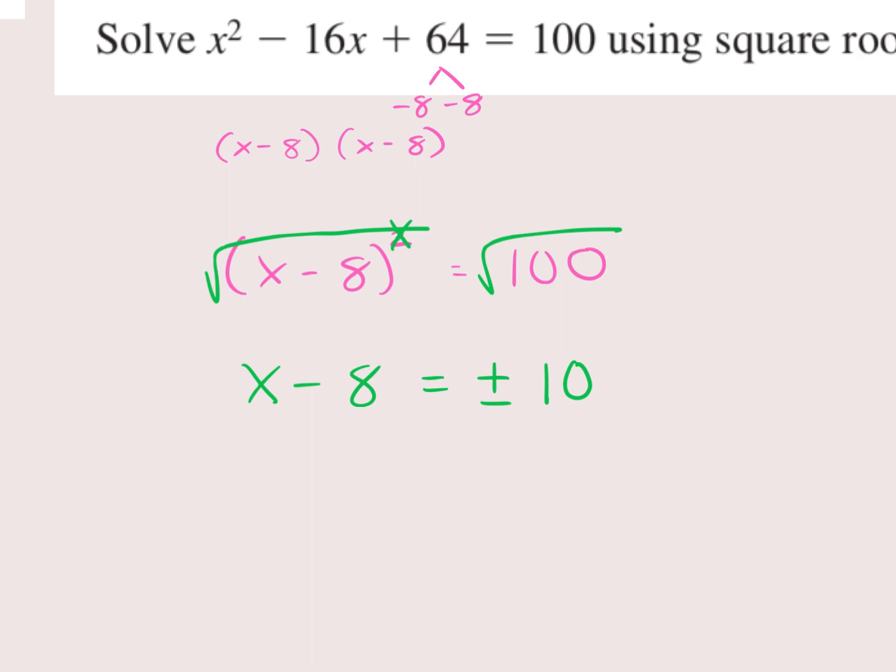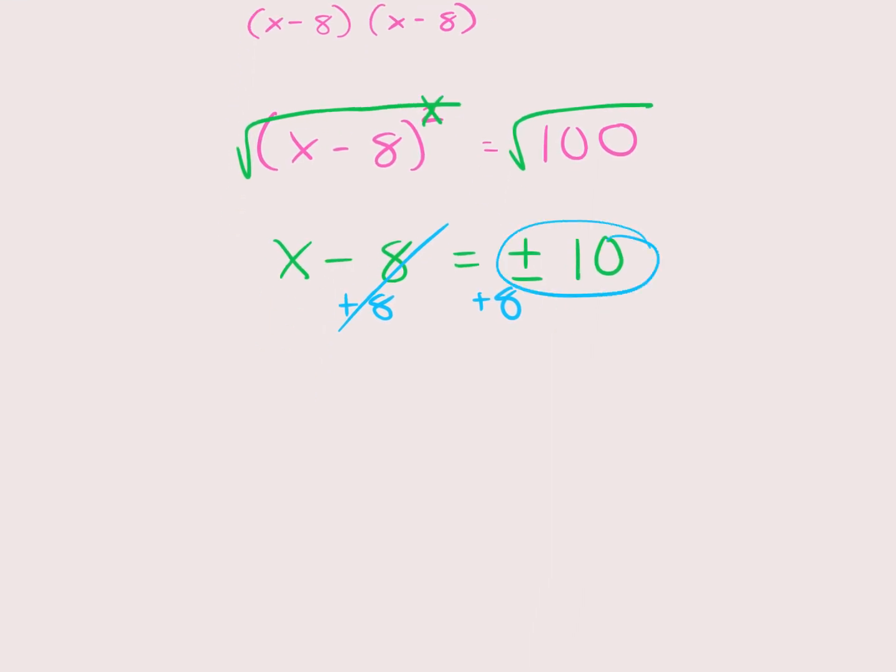What would we do next? Add 8 to both sides. So it moves it to the other side. Can I combine 8 and 10? Are they like terms? Yes. But we have to be careful because we have a positive 10 here and a negative 10. So because this is actually two different numbers, we're going to split it up and do it separate. So x is equal to 8 plus 10, and x is equal to 8 minus 10, because it's a positive 10 and a negative 10.